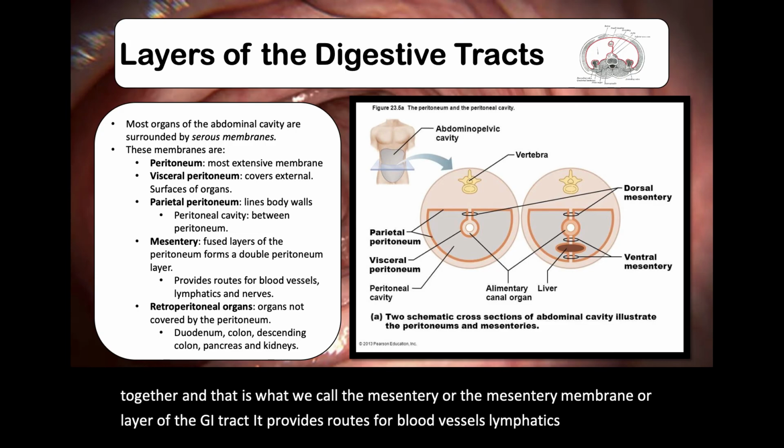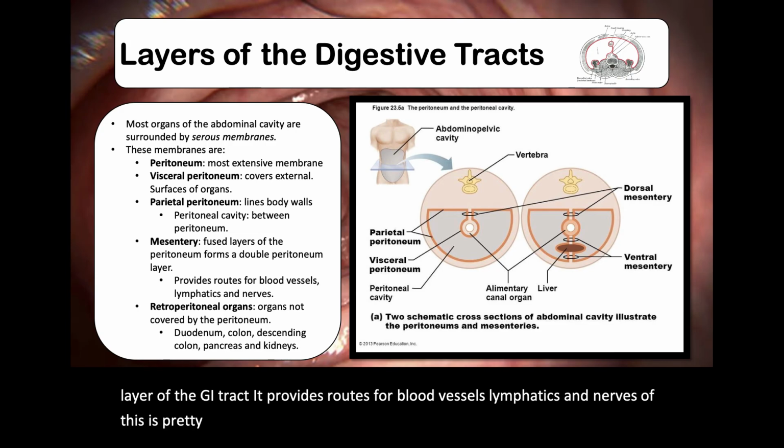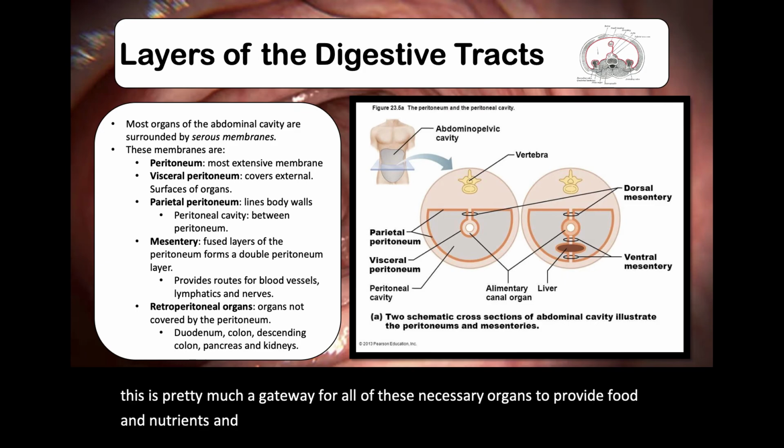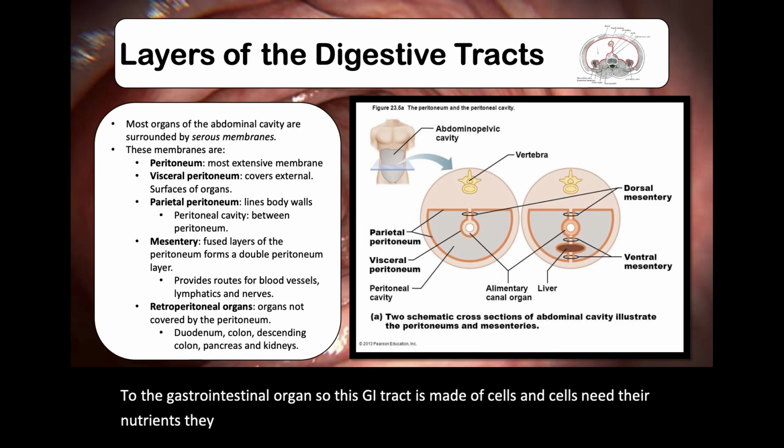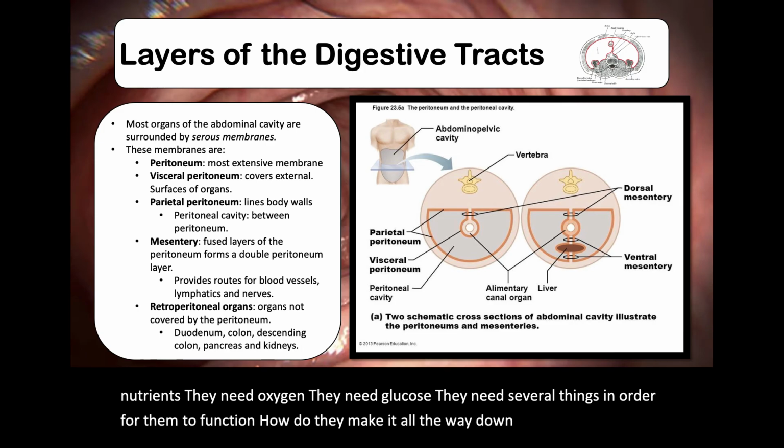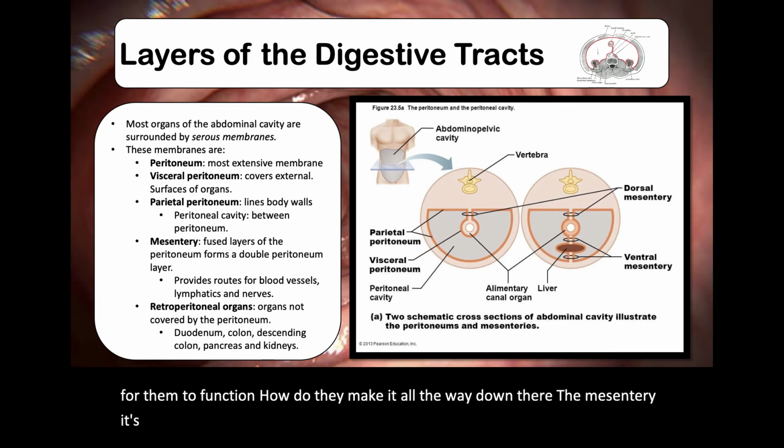So this is pretty much a gateway for all of these necessary elements to provide food and nutrients and transport to the gastrointestinal organs. So this GI tract is made of cells, and cells need their nutrients. They need oxygen, they need glucose, they need several things in order for them to function. How do they make it all the way down there? Well, the mesentery is the answer to that question.